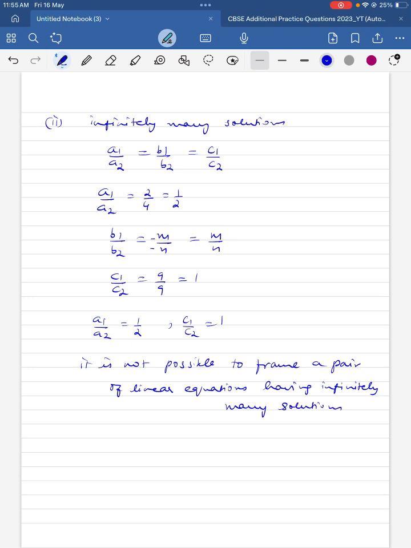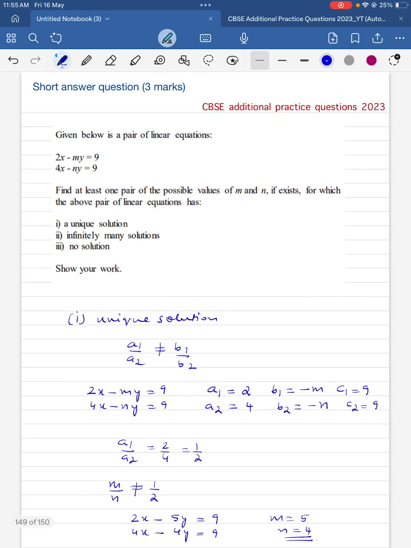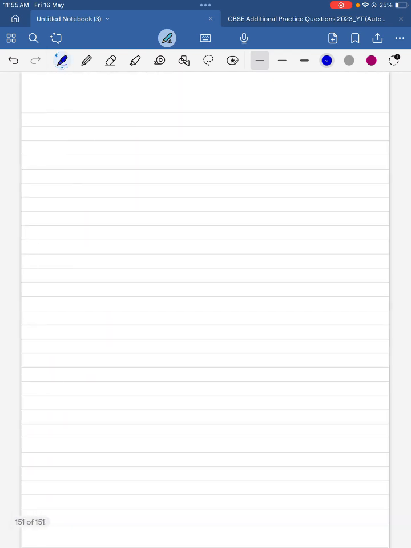Okay, now let's look at the third question. The third one is to find at least one pair of possible values of m and n such that the equations will have no solution. Now, what is the condition for two equations to have no solution? For no solution, we know that a1 by a2 should be equal to b1 by b2 but should not be equal to c1 by c2.